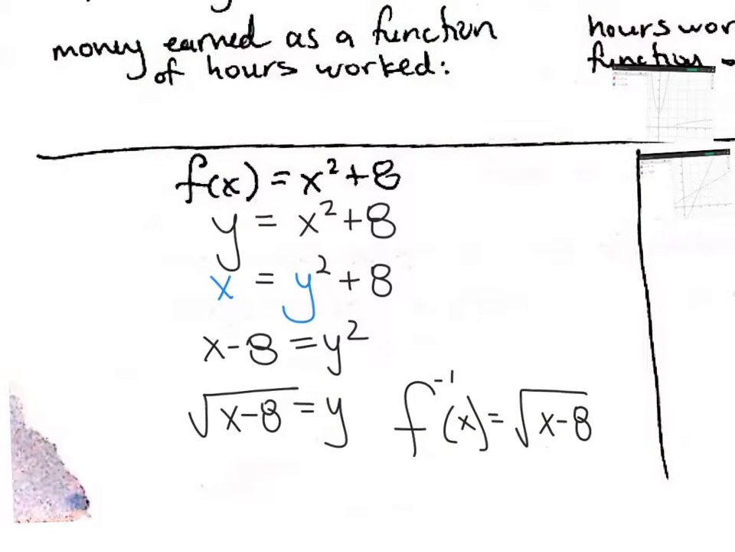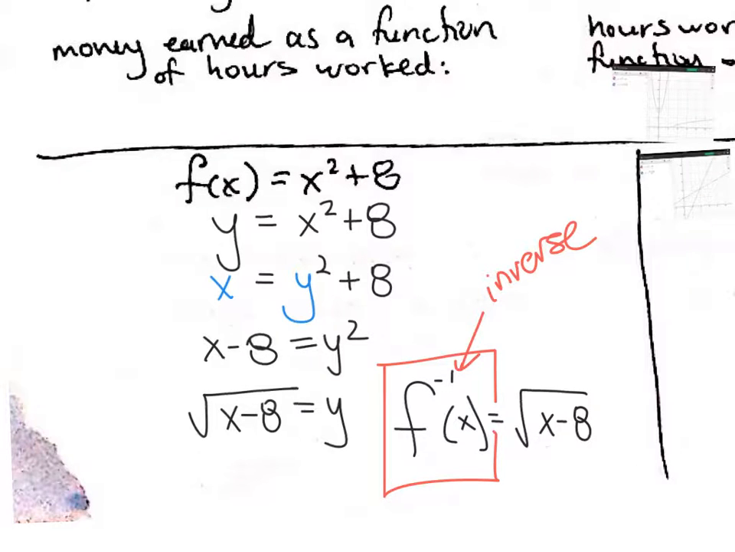That's the bottom line. So here's our function. I'm going to write this in terms of y. I'm going to switch the x's and y's, and then I'm going to get the y all by itself, and that's our inverse. So I subtract 8. I take the square root of both sides. So this is my inverse, and to be mathematically correct, I'm going to call it f inverse of x. So that little negative 1 means inverse.